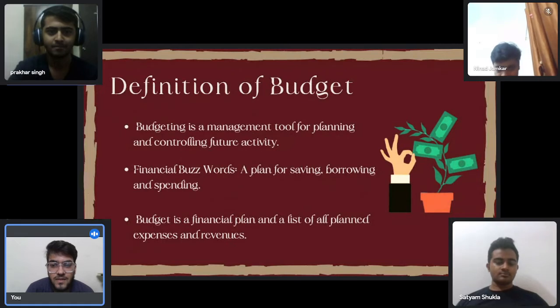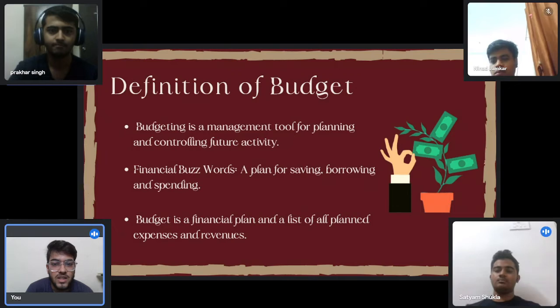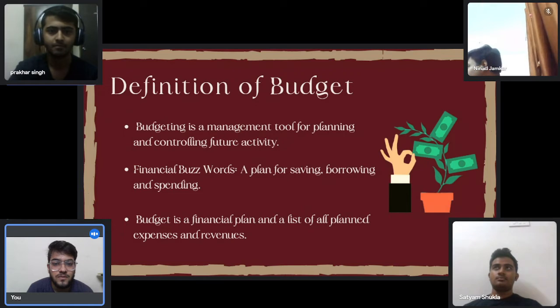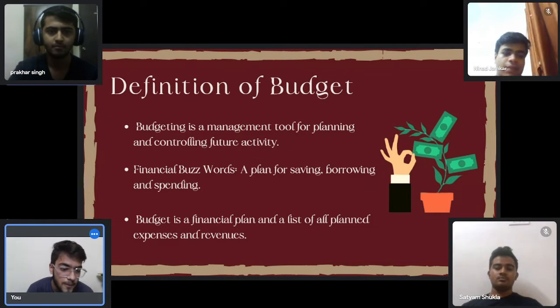Firstly, we will look at what a budget is. Budgeting is a management tool for planning and controlling future activity. In financial terms, it is a plan for saving, borrowing, and spending. A budget is a financial plan and a list of all planned expenses and revenues.